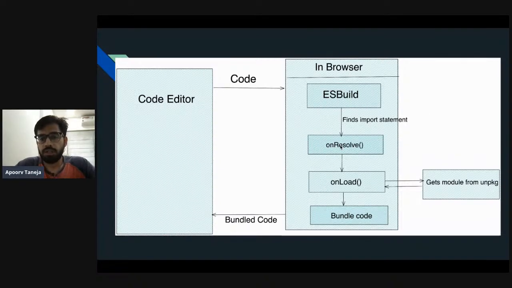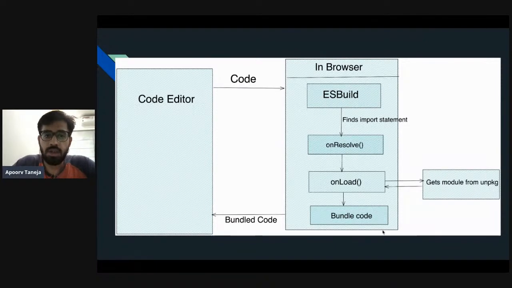onResolve will find a path that I have to fetch. If it's a React module, import React from React, I can get React from unpkg.com. And onLoad will actually get the module from unpkg.com; it will make a request to unpkg.com. Unpkg will send the React code to it. It will bundle the code, and all the bundled code will be sent back to the code editor. This is the approach we have discussed so far.